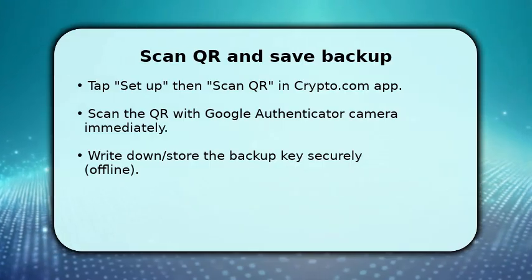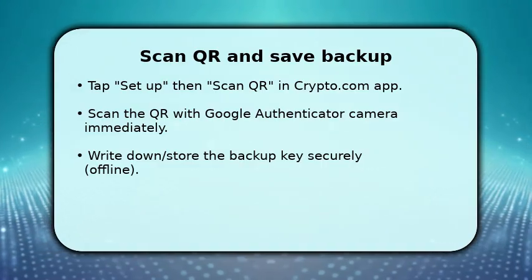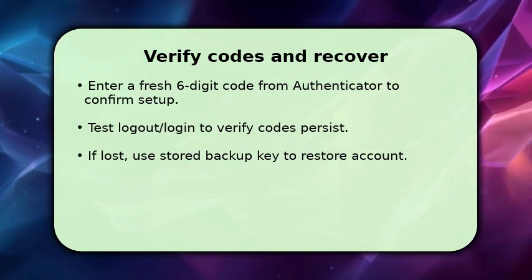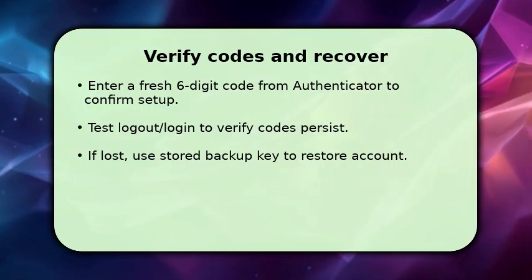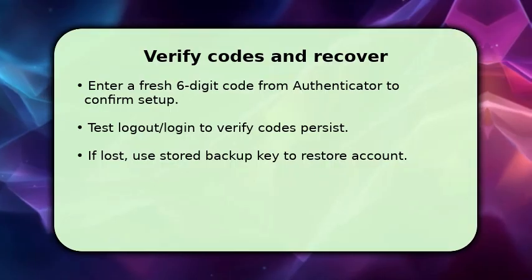You finish by entering a fresh 6-digit code from Google Authenticator into Crypto.com to verify linkage. This confirms time sync and correct secret exchange. After success, log out and back in to test the flow so you know how sign-in will work in future.